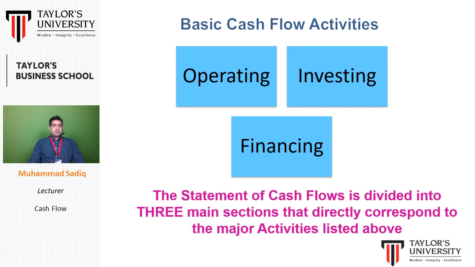Our first activity is operating activities, through which cash will flow in and flow out from the business. Our second activity is investing activities. Same here, in investing activities also the cash will inflow and outflow. And the final activity is financing activities. So we will go through them one by one.